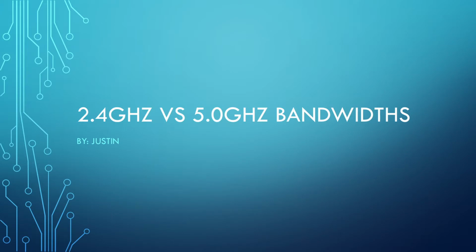Hello everyone, today we are going to go over two wireless internet frequencies, the 2.4 gigahertz bandwidth and the 5.0 gigahertz bandwidth. For this video, I will assume that you already have basic knowledge of networking and what a frequency, router, and modem are. If you don't or need a refresher, please check out the videos in the links below prior to watching this video.